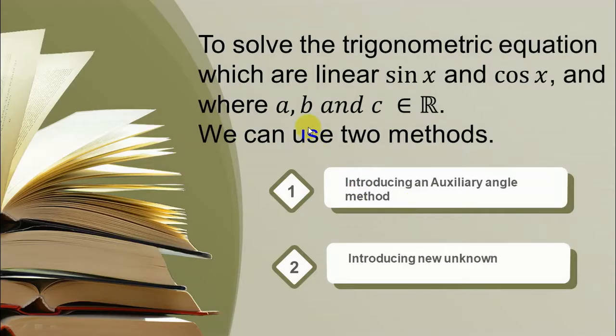To solve trigonometric equations which are linear in sine x and cosine x, where a, b, and c are real numbers, we can use two methods. The first way is introducing an auxiliary angle, or the second is introducing a new unknown. So now we will talk about the auxiliary angle method.